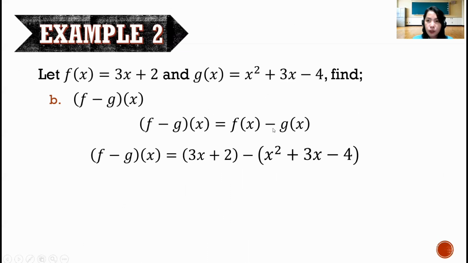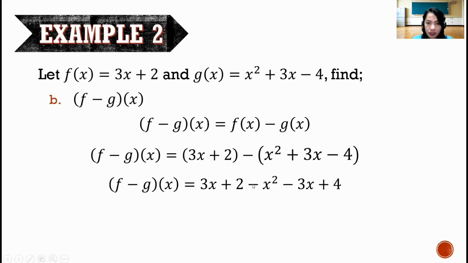Do not forget to copy the sign for subtraction, which is minus, and then the value of g of x, which is x squared plus 3x minus 4. Do not forget to enclose that using a parenthesis. And then after that, you have to drop down the parenthesis. Sa unang function, alisin mo lang yung parenthesis and then copy 3x plus 2 and then minus.